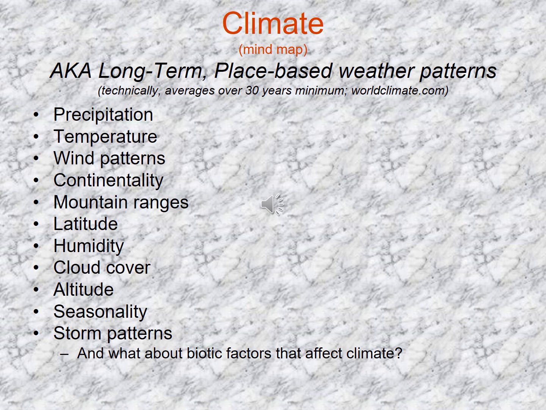Now, climate is the long-term place-based weather. So when you walk out your door in the morning, you don't say, the climate's nice. You say the weather's nice, or it's not nice. But weather is short-term, climate is like long-term weather patterns.